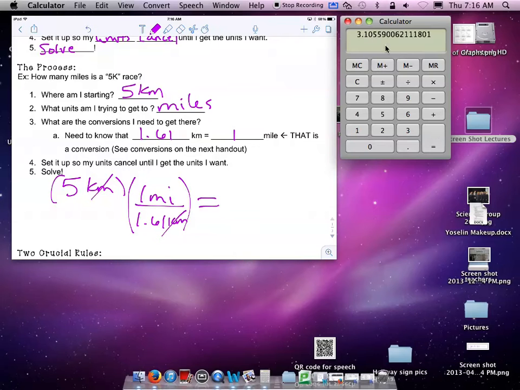I get this really long number, and this is just your calculator doing as much math as it can. We really want to think about the fact that none of these numbers had very many decimal places, so maybe we're going to round our answer off to 3.1. And then the label is miles because that's the only thing that's not crossed out. And this becomes our answer. So if you've ever wondered how far a 5-kilometer race is, it's about 3.1 miles. That gives you an idea of how to set up these DA problems.